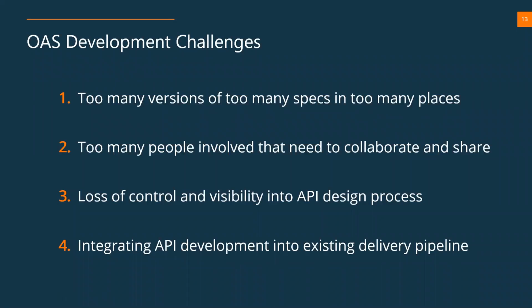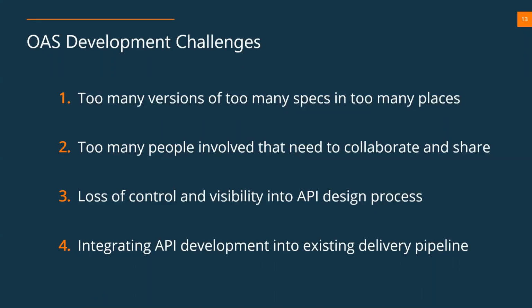The next will be the loss of control and visibility. As we mentioned earlier, having multiple teams working together and collaborating on API definitions, or even having different designers working on different definitions, you want to ensure that there's standardization between all of those definitions being created and that design process. So there's the loss of control here, as you start to grow and have more people working on that design process.